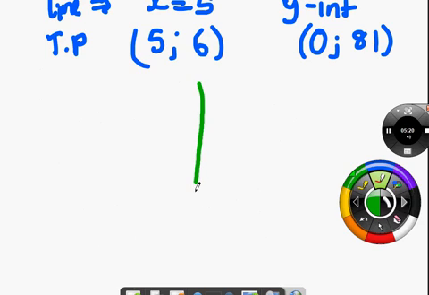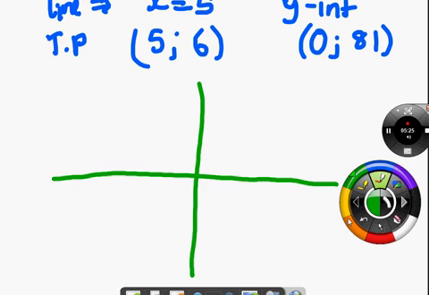For us to sketch this graph, we need to first of all draw the line of symmetry. Our line of symmetry is at x is equal to 5, so I'm just going to draw the line of symmetry there. At x is equal to 5, there is my 5, I'll put it in red. That's the line of symmetry. Then I'm going to mark the turning point. The turning point is at (5, 6). I'm just going to put the 6 somewhere here. So there is my turning point.